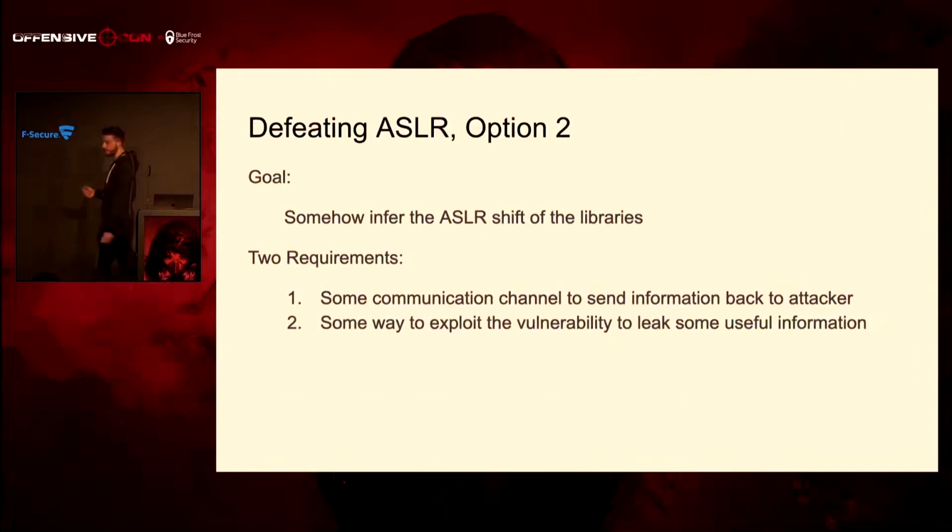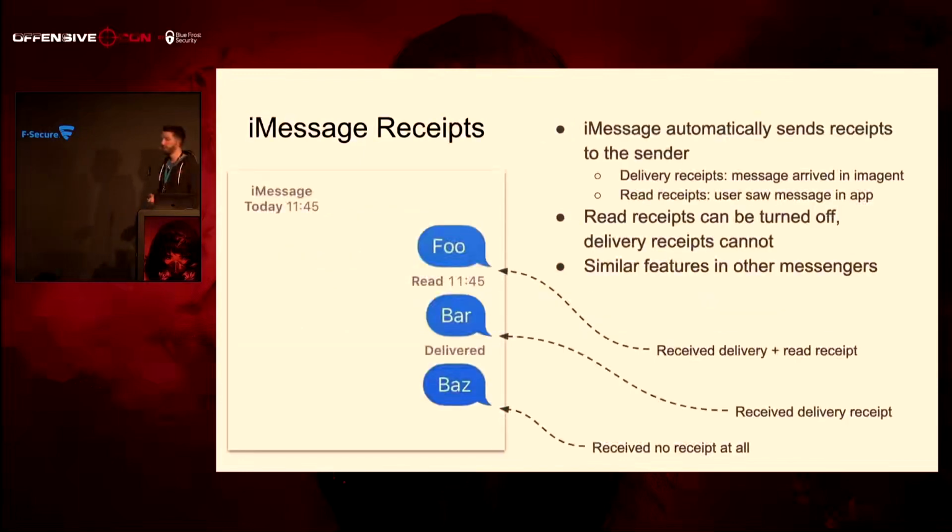The other option that ended up working is, well, properly defeating ASLR, which has two parts. The first part is we need some kind of communication channel to leak data back. And the second part is we have to exploit the bug in such a way that we get some info over this communication channel. So let's deal with the channel first.